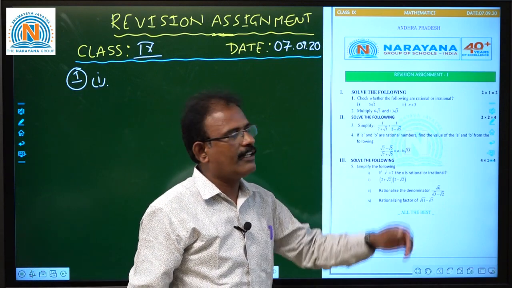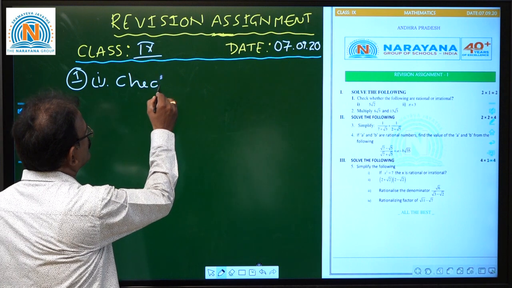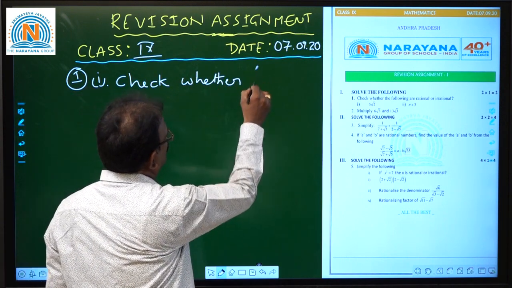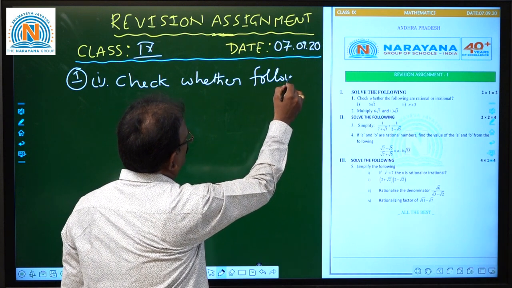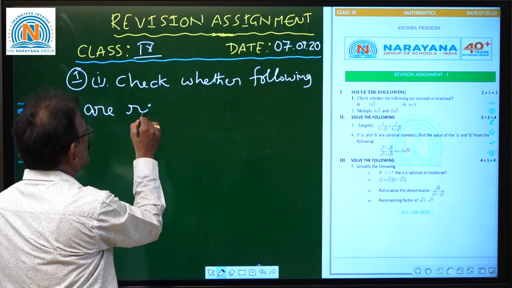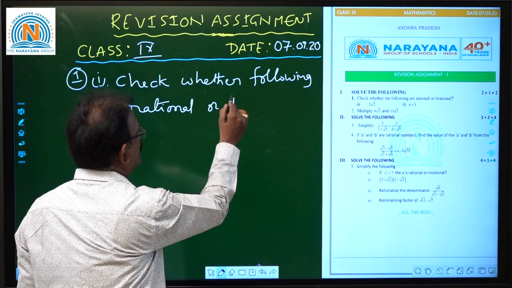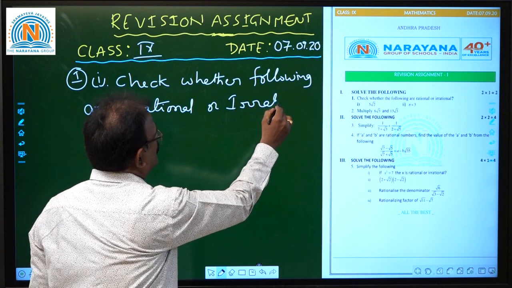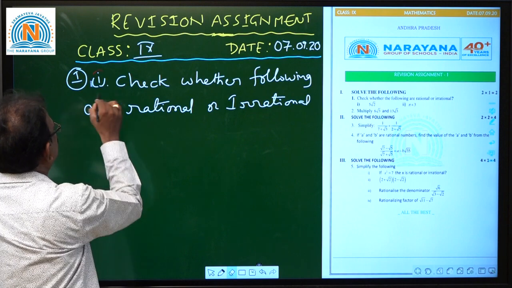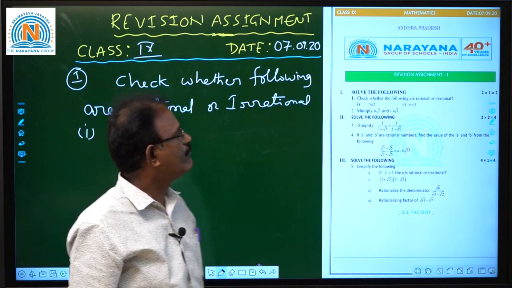check whether the following are rational or irrational. This is the question, children. So in that, first one: 5 root 2.